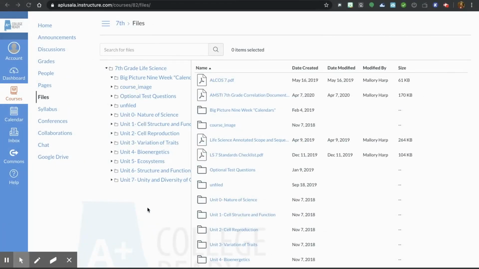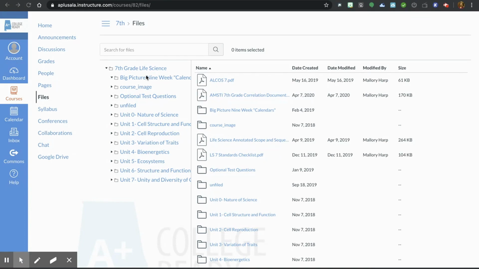Within these files, you will find a multitude of resources, beginning with Unit 0, Nature of Science, through Unit 7, Unity and Diversity of Living Things.